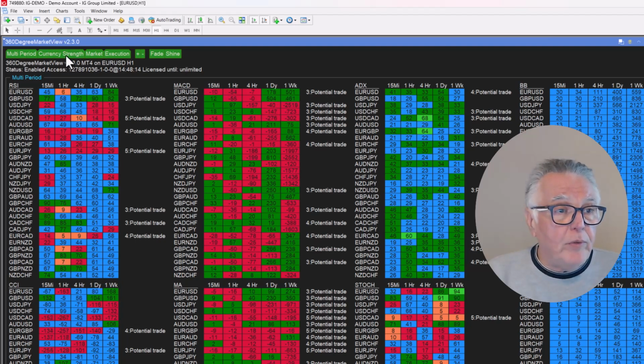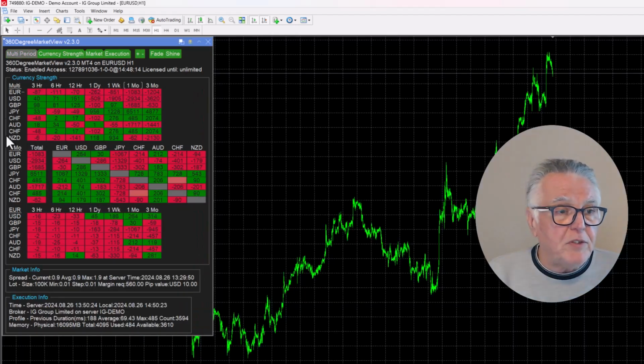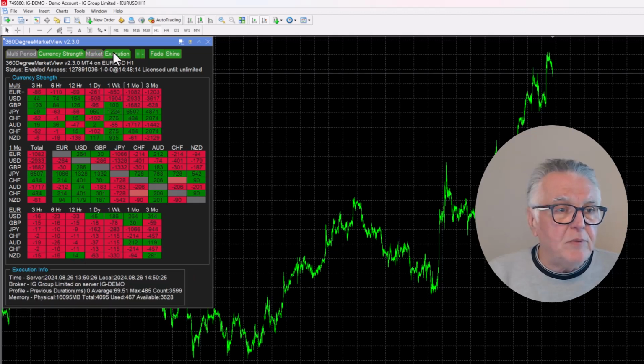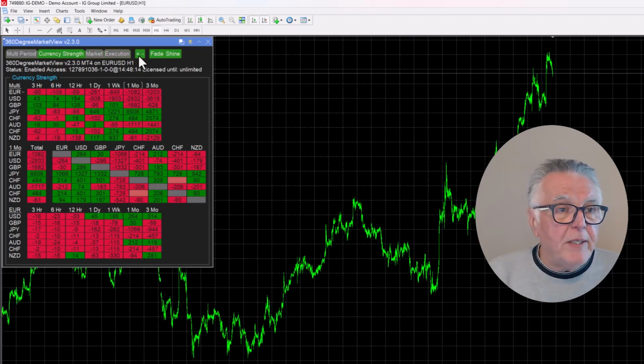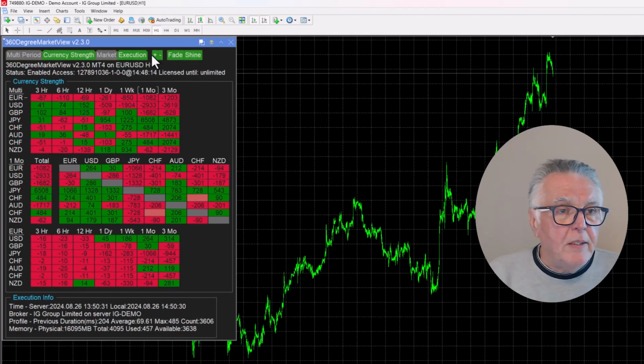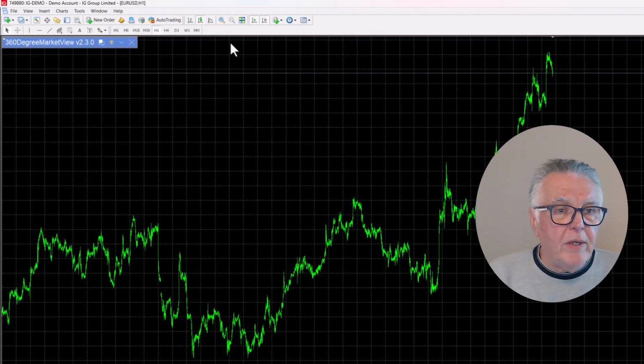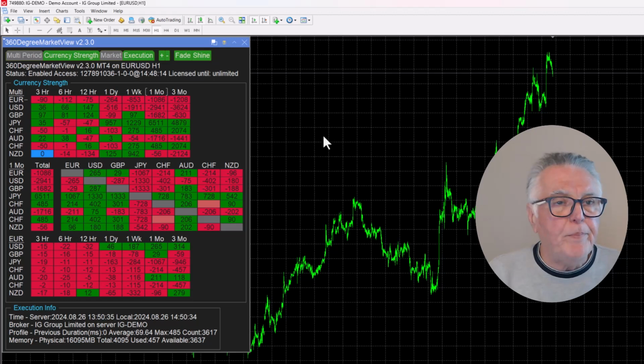And all you do is you say currency strength. So you switch this off, and there's the currency strength. Switch that off, and let's make it a bit bigger. You can fold this thing away. There we are. We fold it away, and you put it away again.